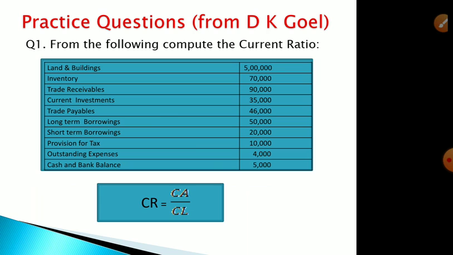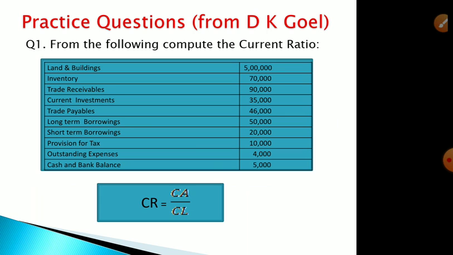First, we have to classify the items into current assets and current liability, because the formula for current ratio is current assets divided by current liability. So let us first classify the items into current assets and current liability.